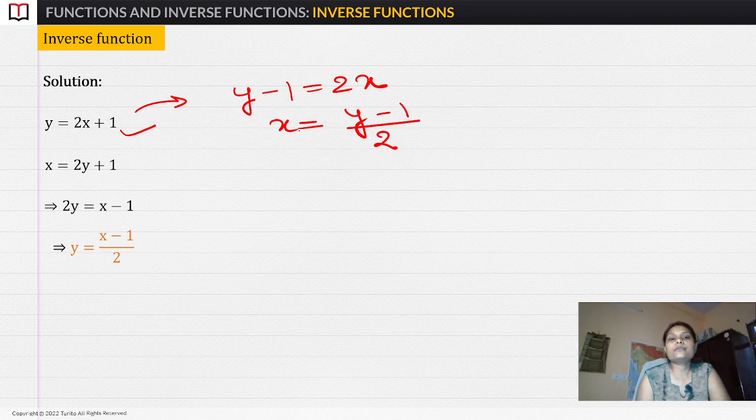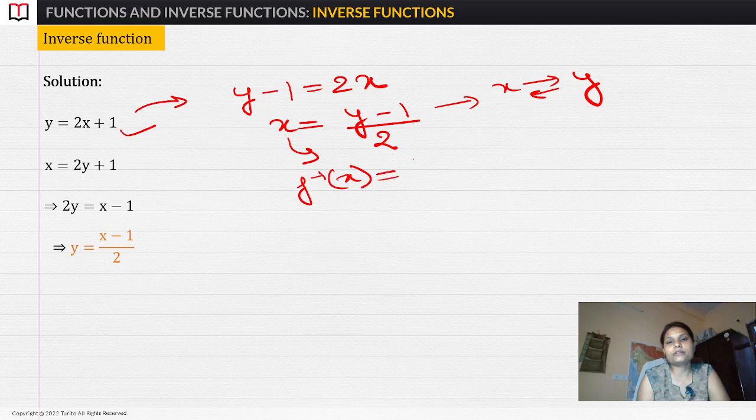Okay, so from here also if we replace this x by y, in this step just replace x with y, this will be your inverse. So your f inverse of x would be x minus 1 over 2. This is the function f inverse. This is one way. This is the first method.